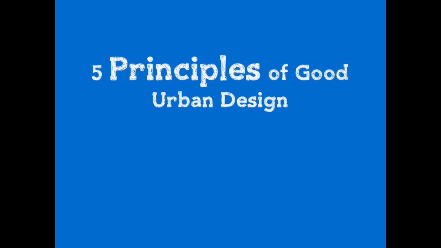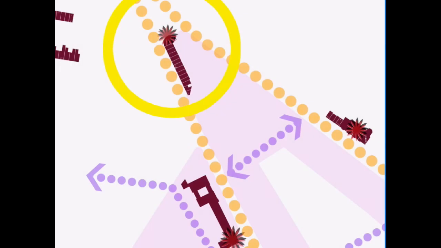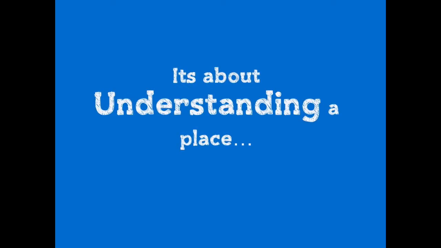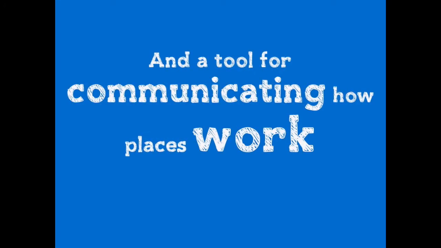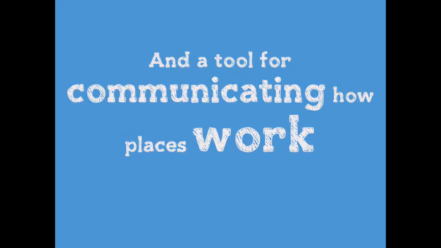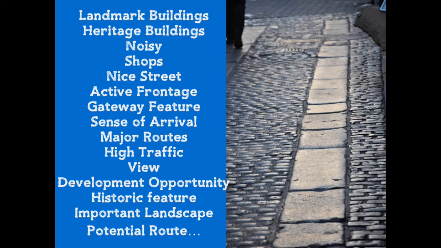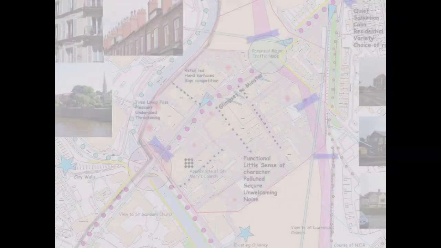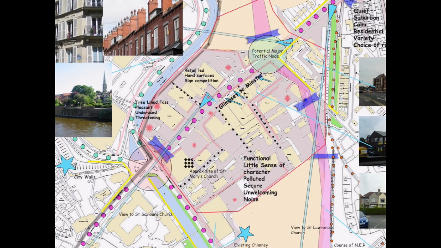So here are my 5 principles of good urban design, or 5 tips if you like. Tip number 1, this is so important: analysis, analysis, analysis. I say it 3 times because it is essential. Now, urban design analysis is a tool to enable us to understand a place and to communicate what is special about that place. So, we graphically show these things. We show landmark buildings, heritage buildings, major groups, high traffic areas, landmarks, local shops. It's trying to capture everything, not just the physical aspects, but also more subtle aspects.